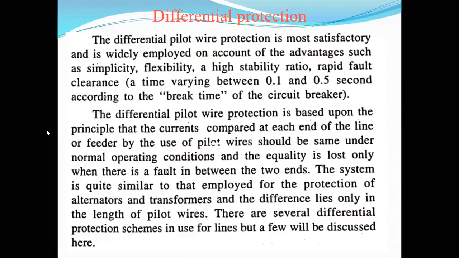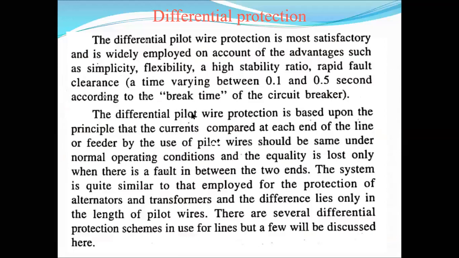Okay, the differential pilot wire protection is based upon the principle that the current at the ends of a line or a feeder, compared by the use of a pilot wire, should be the same under normal operating conditions. That means the algebraic sum of the currents is equal to 0. And the equality is lost only when there is a fault in between the two ends.